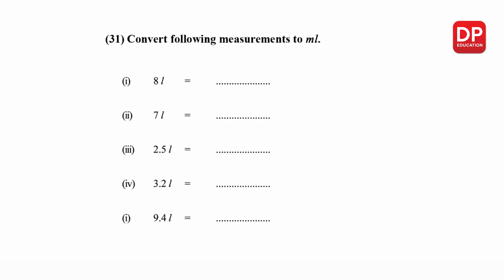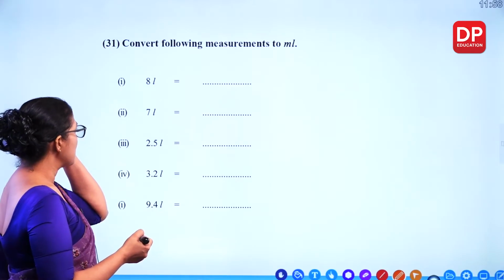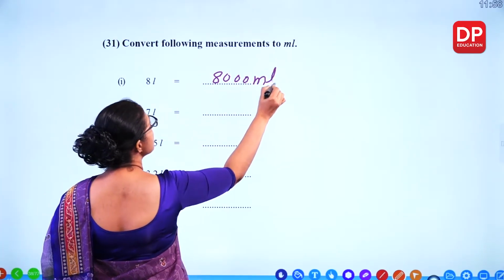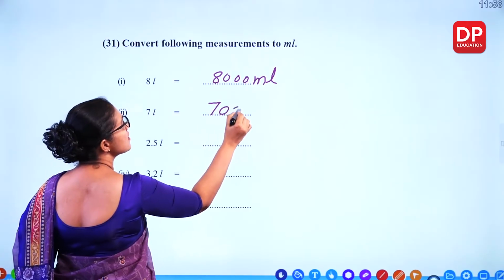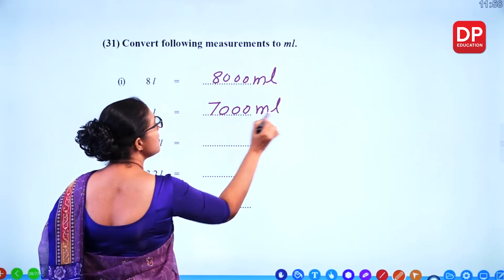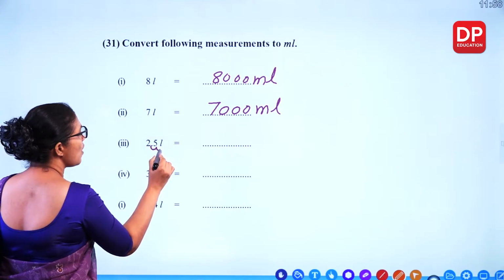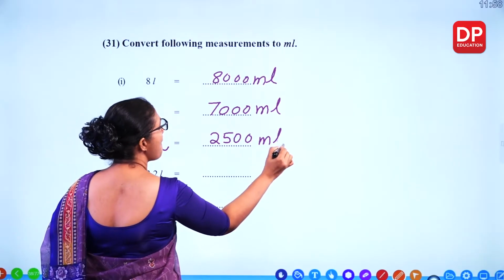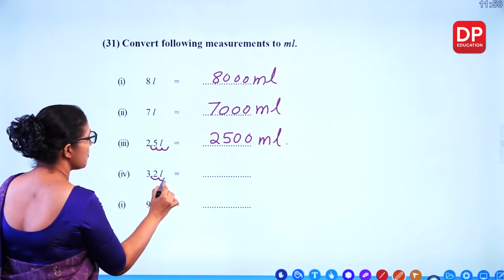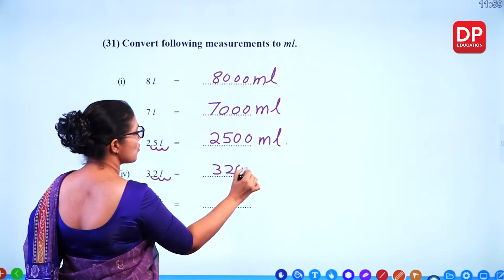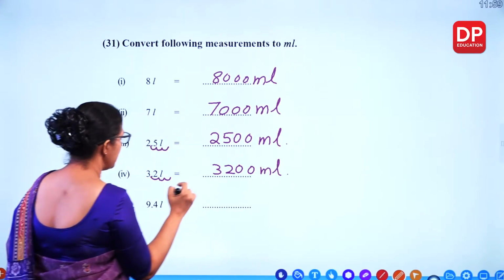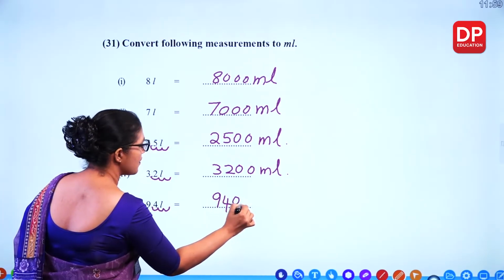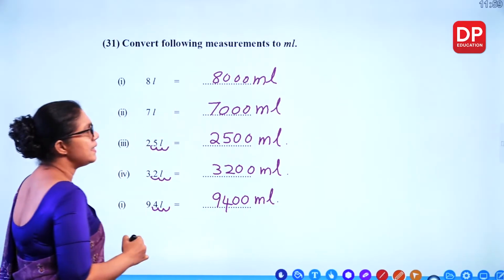Convert following measurements to milliliters. So multiply by 1000. 8000 milliliters. Multiply by 1000. 7 becomes 7000 milliliters. Multiply by 1000. 3 places to the right. 2500 milliliters. Here multiply by 1000. 3200 milliliters. Here multiply by 1000. 9400 milliliters.